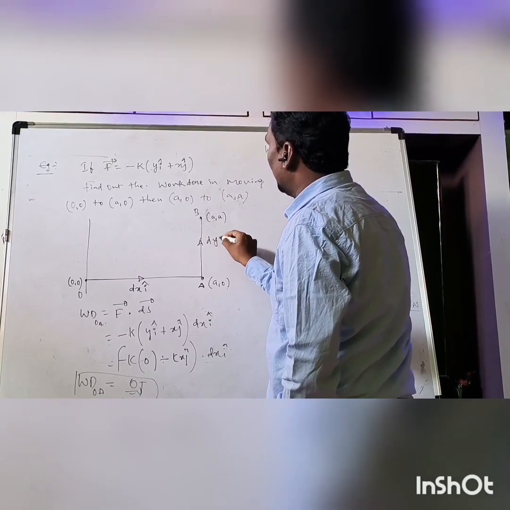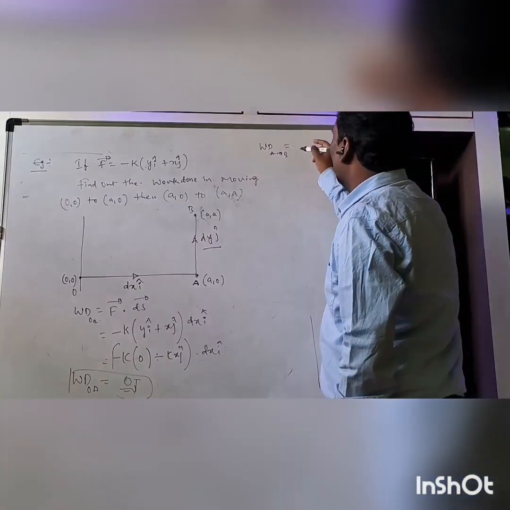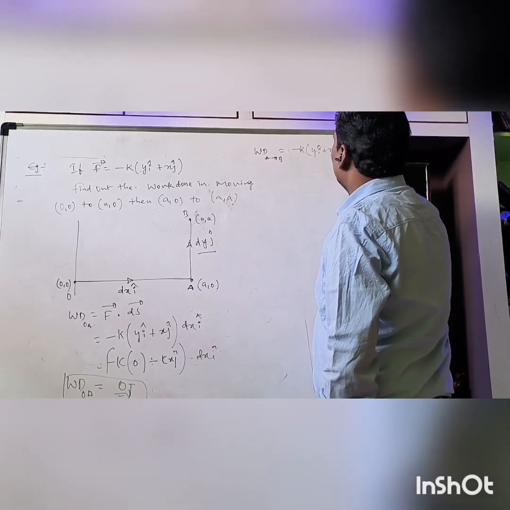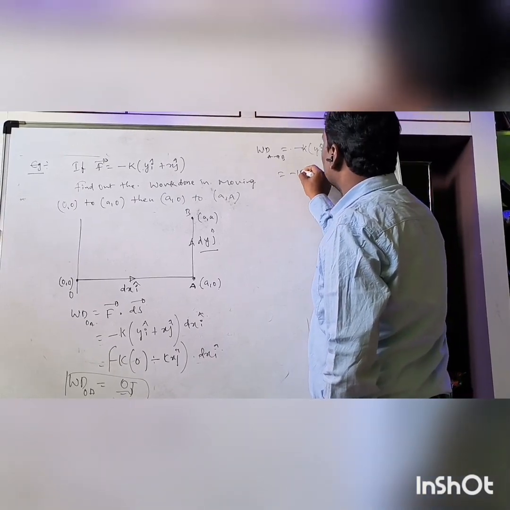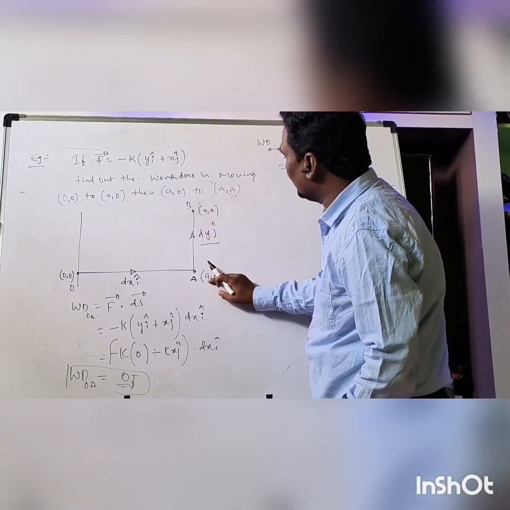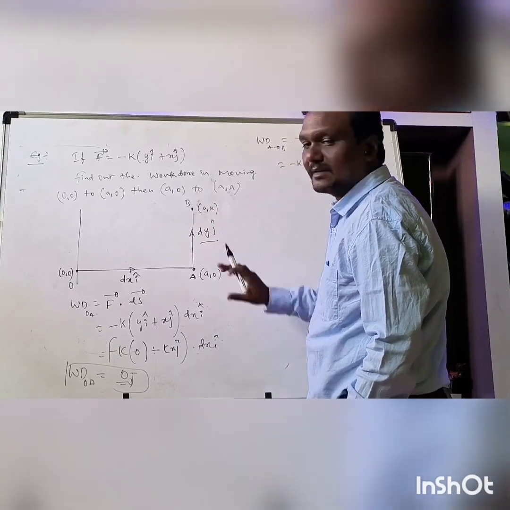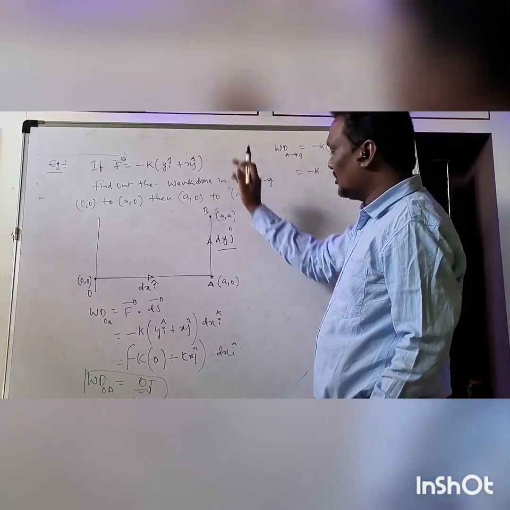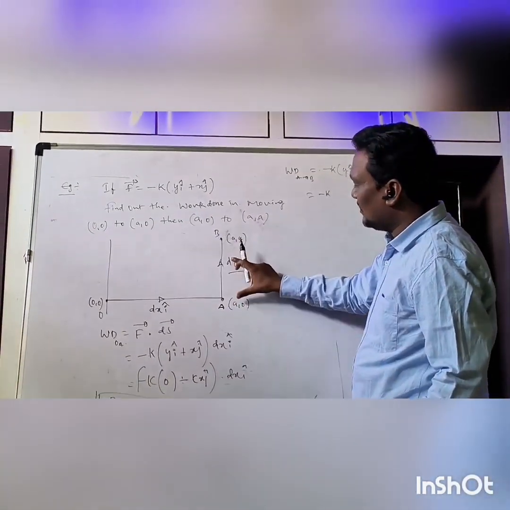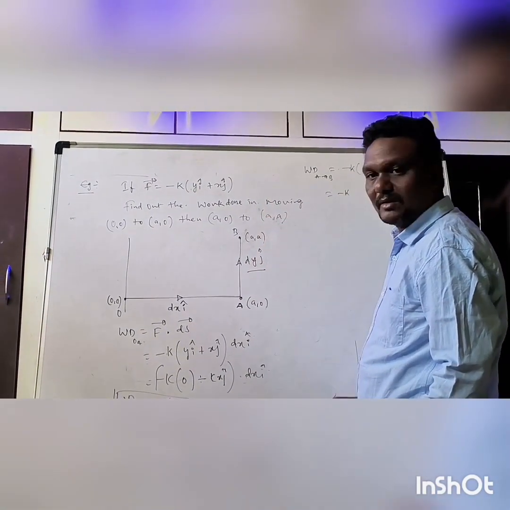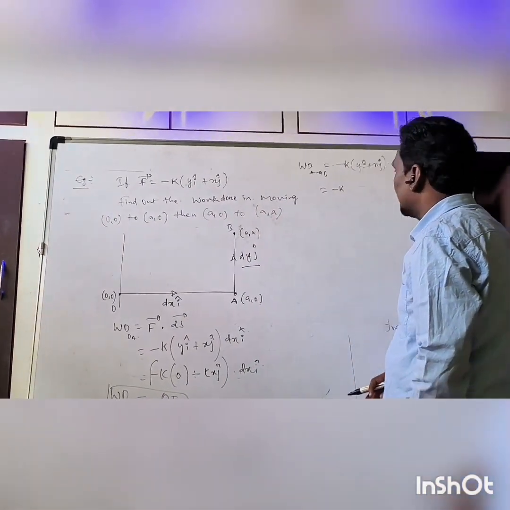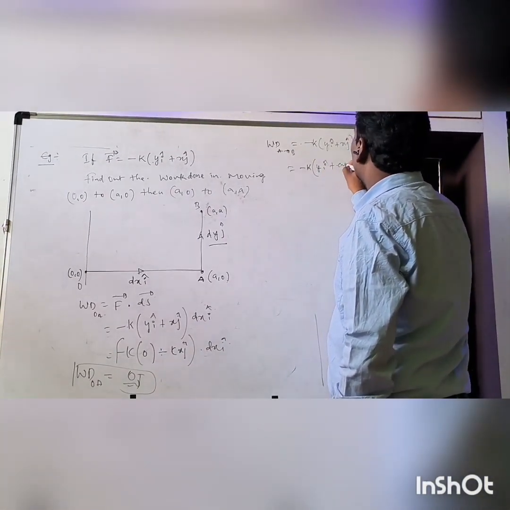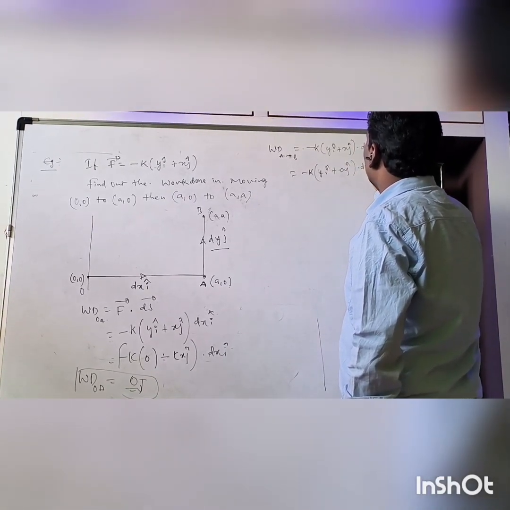What is the displacement here? The y displacement, which is equal to dy j cap. Now I can write it as minus k y i cap plus x j cap dot dy j cap. Here the x coordinate is constant, A is not changing, while y varies from 0 to A. So the force changes in the y direction. The x coordinate is equal to a j cap, into dy j cap.